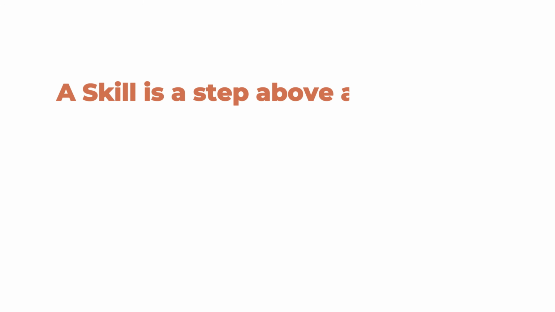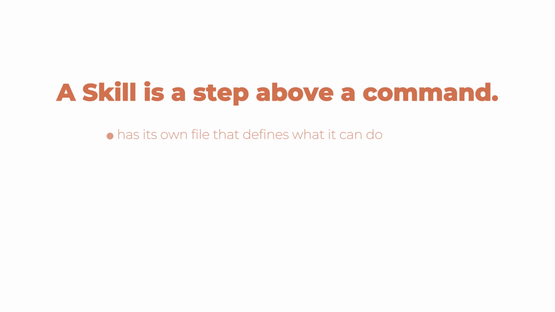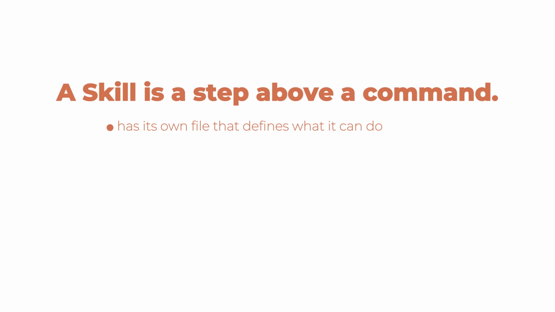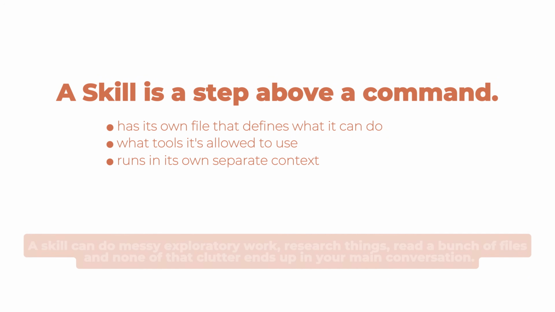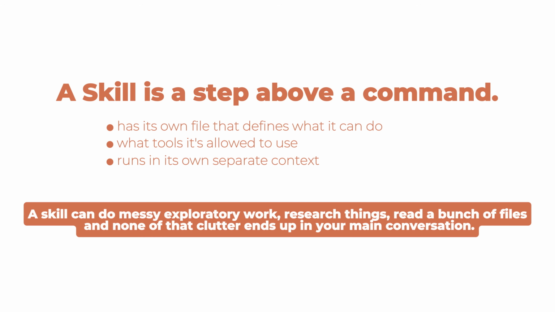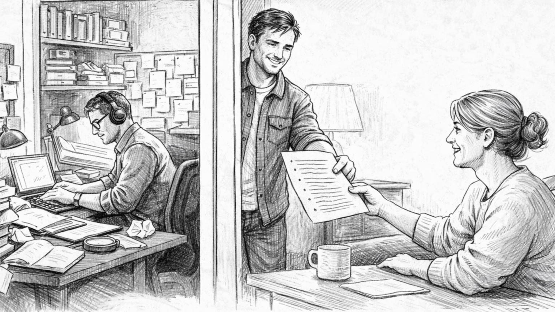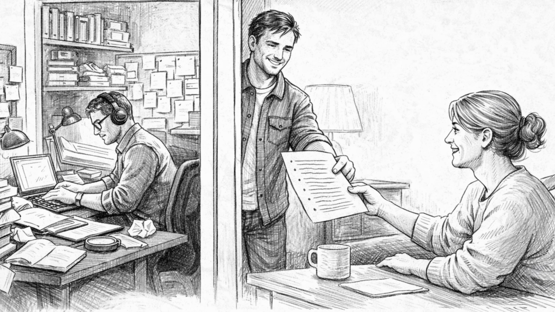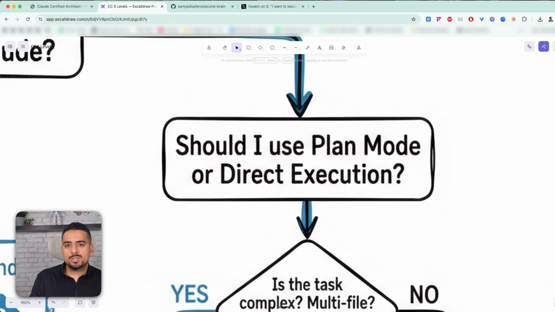So a skill is a step above a command. A skill has its own file that defines what it can do, what tools it's allowed to use, and it runs in its own separate context. So you can think of it like this. A skill can do messy exploratory work like research files, do pretty much anything you want, and none of that clutter ends up in your main conversation. It's like sending someone to go do research in another room and you're just bringing the summary back to the main conversation. Now moving on to another existential question that many people ask and the guide goes through.